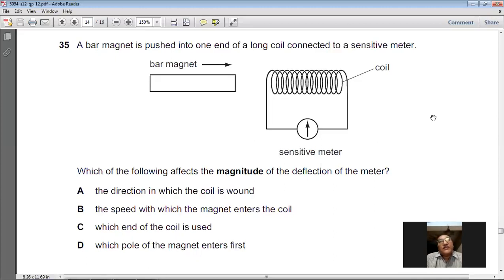Okay. Which of the following affects the magnitude of the deflection of the meter? The direction in which the coil is wound? No. The speed with which the magnet enters the coil? Yes, that is a factor. Which end of the coil is used? No. Which pole of the magnet enters first? No. So B is the right option.